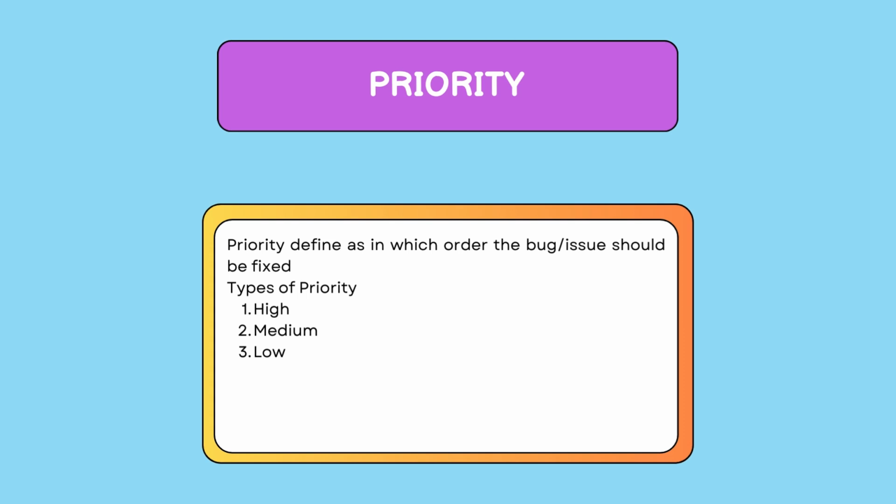It is also categorized into three types: high priority, medium priority, and low priority. If the bug is directly impacting the business requirement, then its priority would be high. In that way, we decide the other priorities like medium and low. Hope you understand what severity and priority are. These two terms are very important. Most of the time this question is asked: what is the difference between severity and priority? Hope you understand the difference between these two.